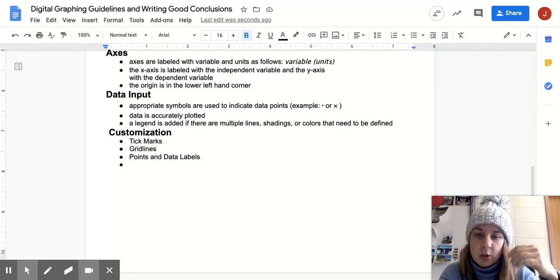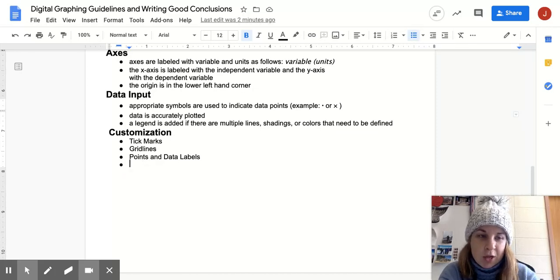Your data label, so everything is labeled with units and that I understand your graph. So I left this bullet point because there's always additional customization tabs that you can do. So if you find something else interesting in the customization that you think works better for your graph and it helps me understand your data, perfect, use it, okay?